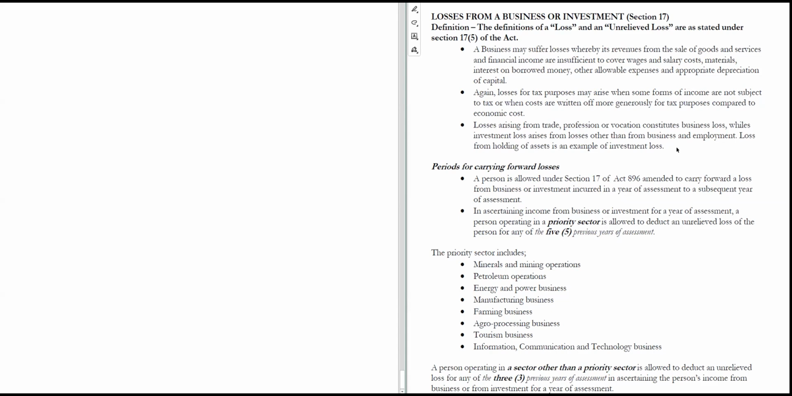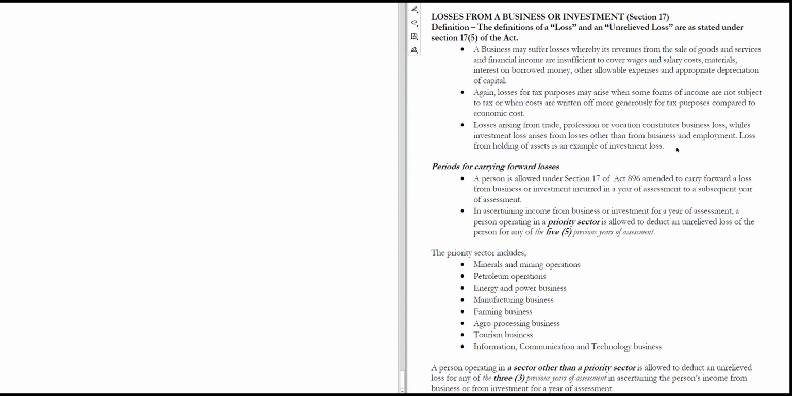A person is allowed under section 17 of Act 896, are you getting that, as amended, to carry forward a loss from business or investment incurred in a year of assessment to a subsequent year of assessment. In ascertaining income from business or investment for a year of assessment, a person operating in a priority sector is allowed to deduct an unrelieved loss of the person for any of the previous 5 years of assessment.